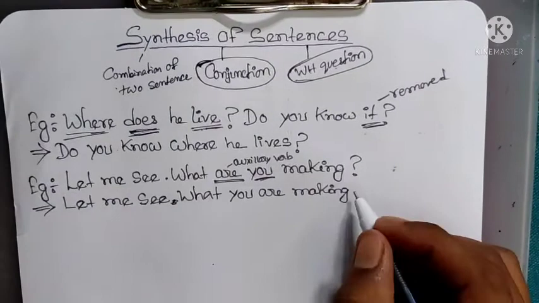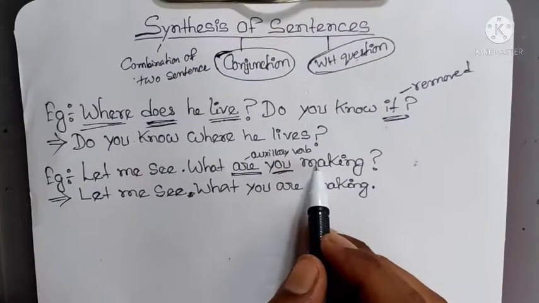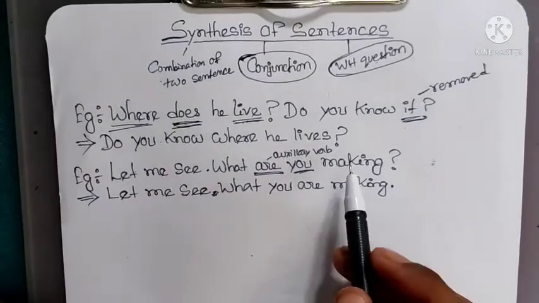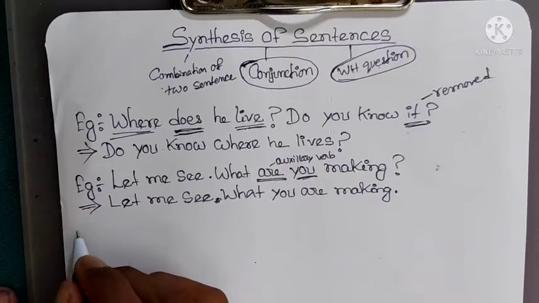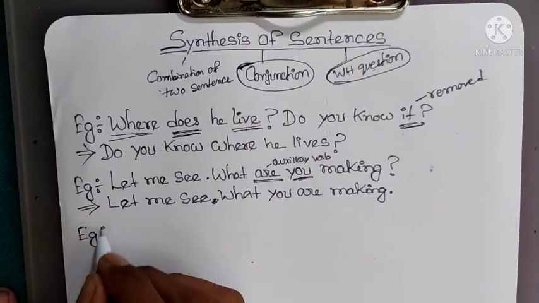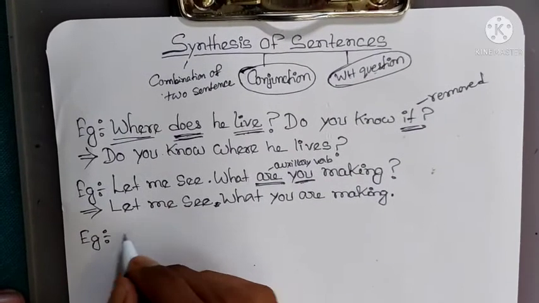So here we have to put a full stop because here only one sentence is a WH question, the other sentence is assertive. So here we will put a full stop. Let's see another example. When did he come? Do you know it?